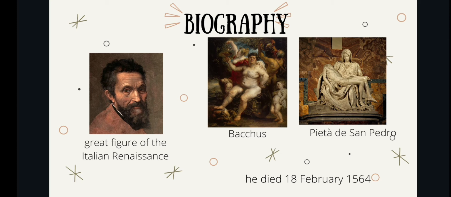Michelangelo is usually recognized as the great figure of the Italian Renaissance, a man whose exceptional artistic personality dominated the creative scene of the 16th century. In 1496, he moved to Rome, where he made two sculptures that made him famous, the Bacchus and the Pieta di San Pedro. Finally, he died on February 18 of 1564 in Rome, Italy.